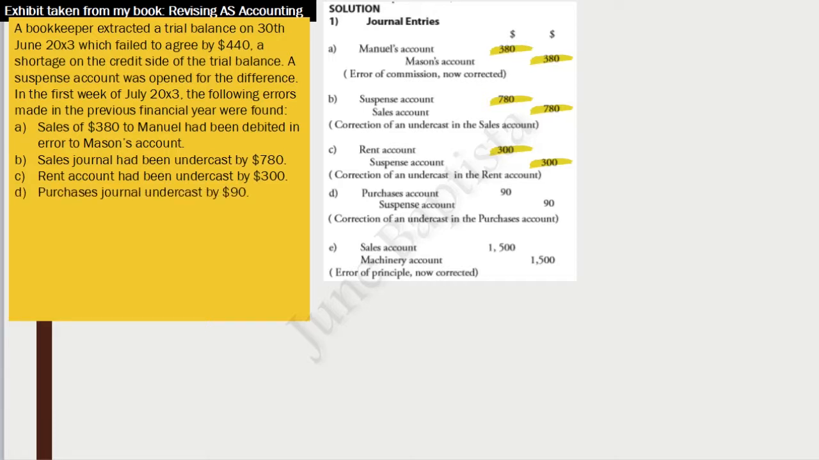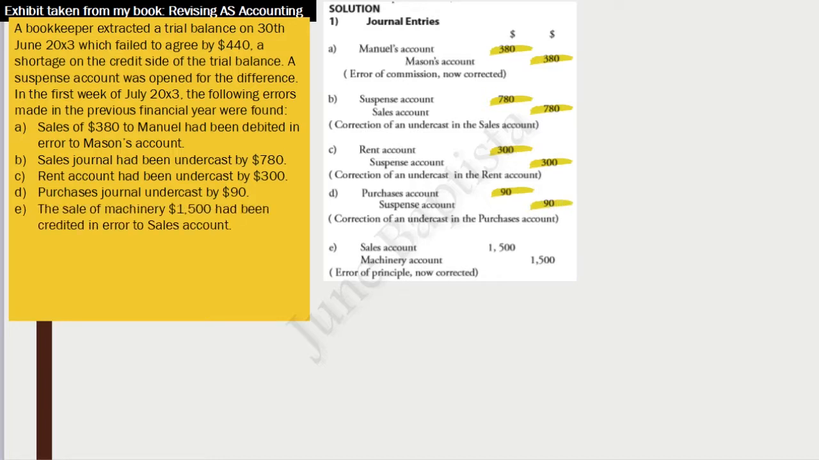Error D. The purchases journal had been undercast by $90. In order to increase purchases, we will have to debit the purchases account $90. Therefore, the suspense account will be credited $90.